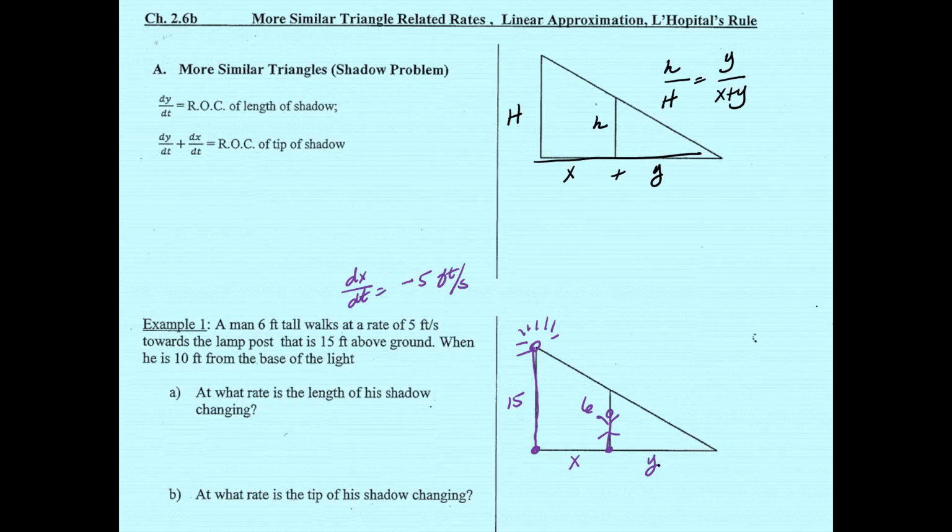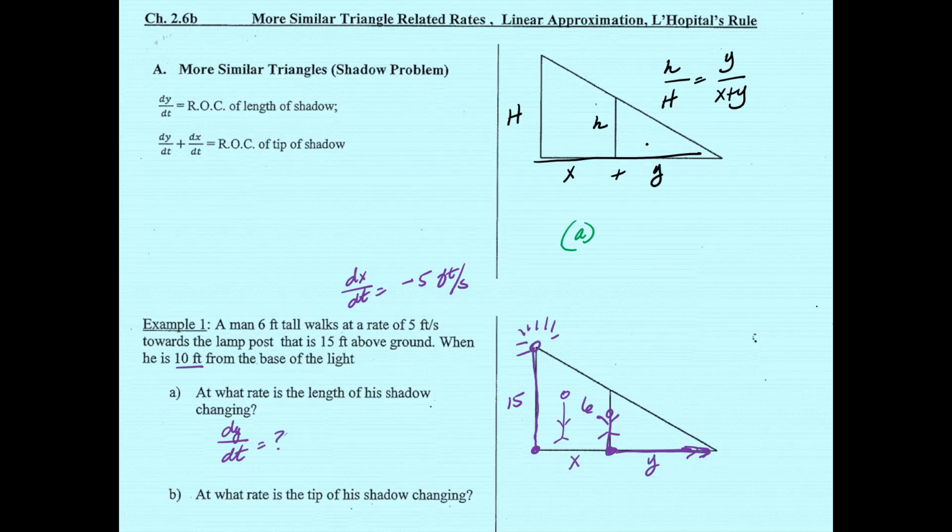And it says when he is 10 feet from the base of the light, so 10 feet might be like over here somewhere. So that's the question they're asking. So then A is, at what rate is the length of the shadow changing? And if you're looking at the length of the shadow, if you look at this right here, the shadow is actually going to be the y part right here. So you're looking at the dy over dt, okay? And that's going to be the first portion of this. So let's go ahead and set this up for A.